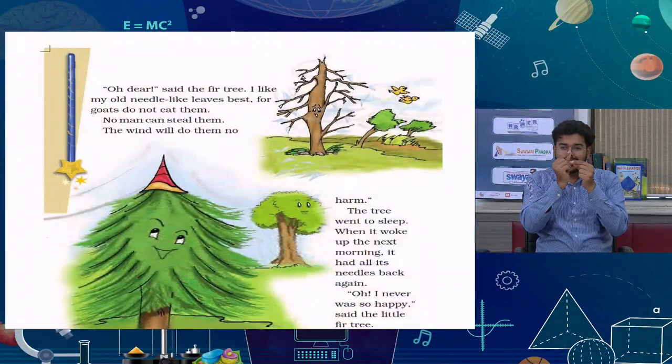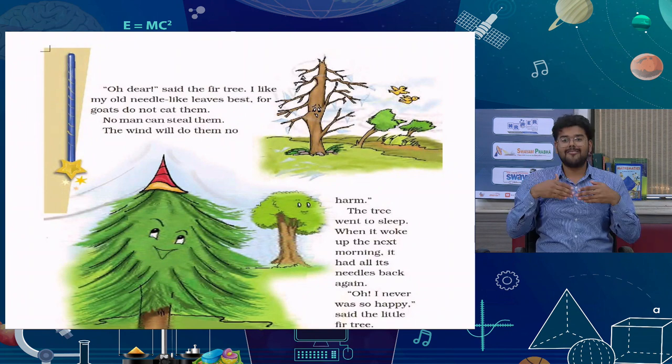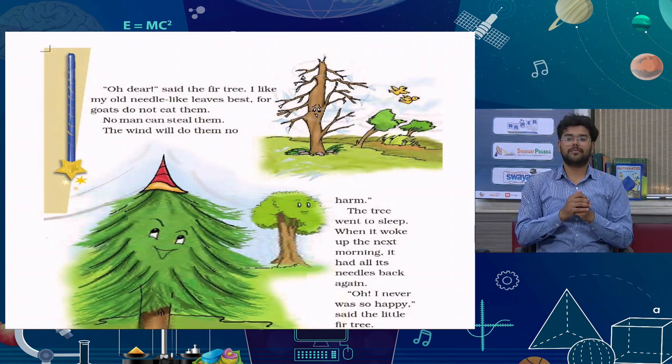The tree went to sleep. Aur agle din when he got up, when he woke up the next morning, it had all its needles back again. I never was so happy, said the little fir tree. अब अपने पुराने पत्तों को देखकर फर ट्री बिकेम वेरी हैप्पी. It became happy with its original leaves that God had given it. It was happy with it.